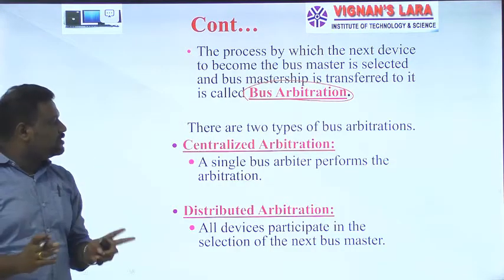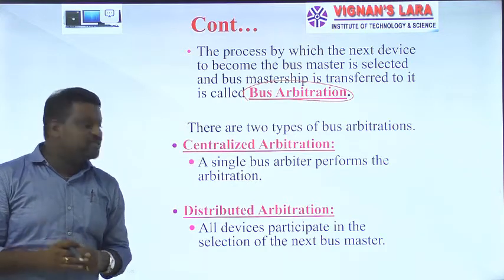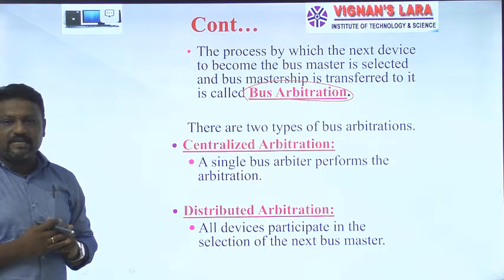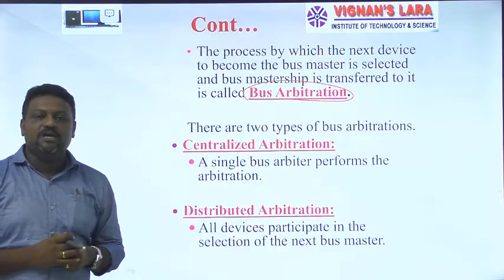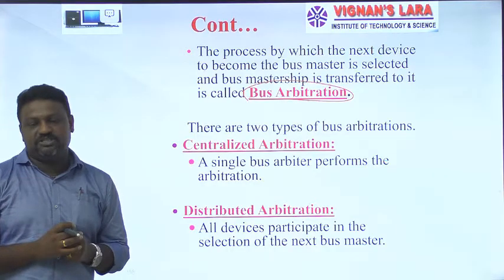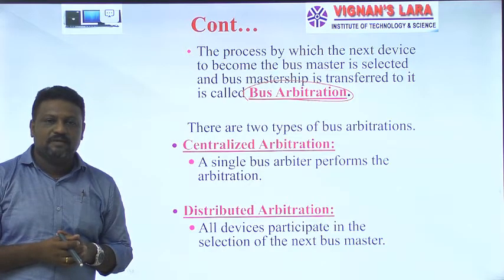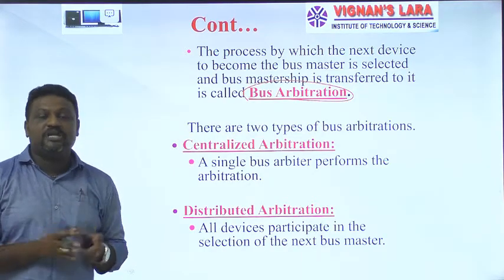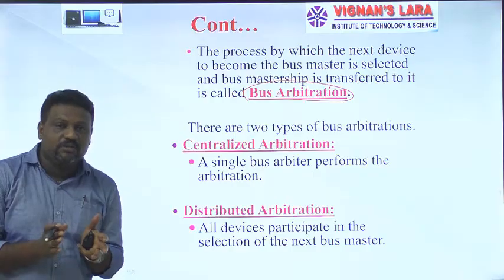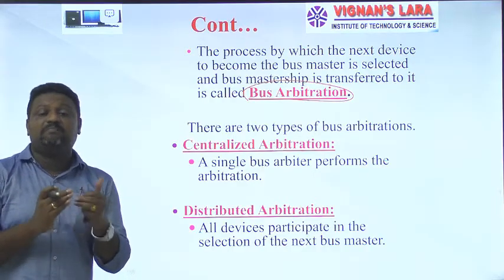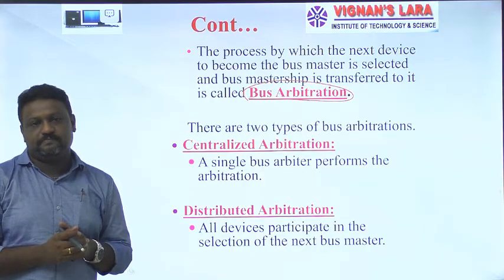Basically, I already told you there are two types of bus arbitration. One is centralized bus arbitration and the second one is distributed bus arbitration. What happens in the case of centralized arbitration? In centralized arbitration, a single arbiter circuit will handle the bus arbitration process.